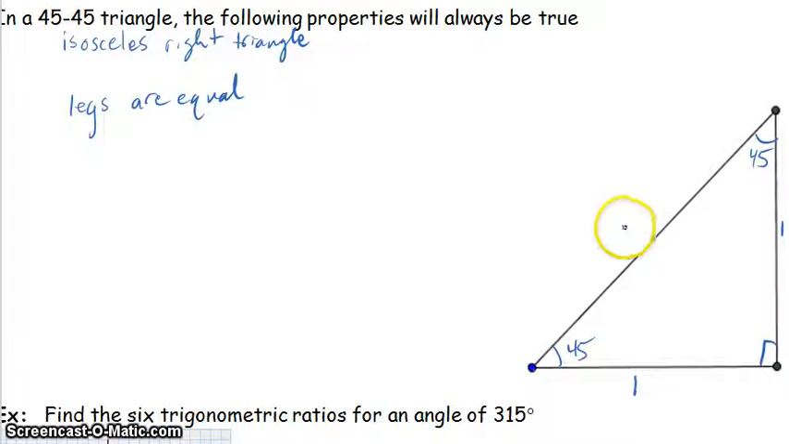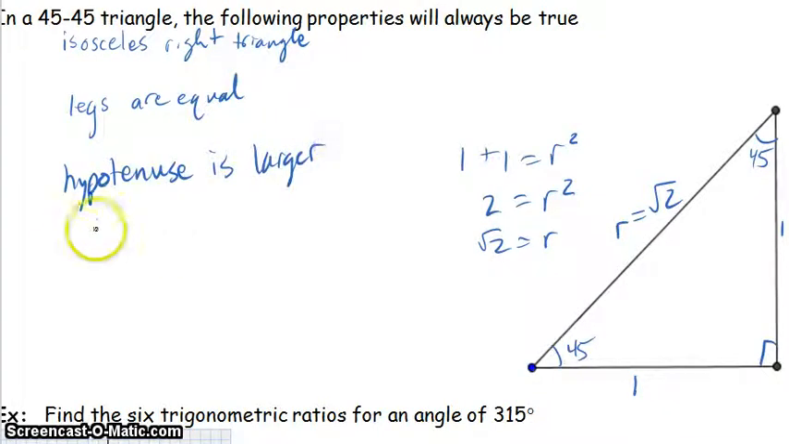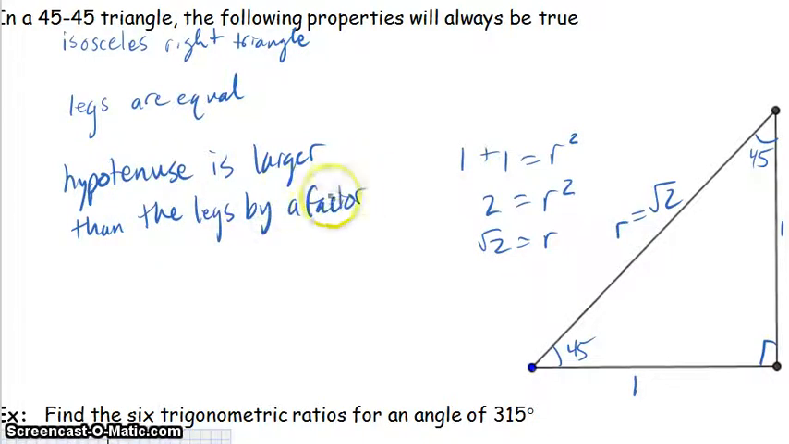So if we wanted to find this missing hypotenuse, I'm just going to call it r, we're going to get 2 equals r squared. R is going to be the square root of 2. The hypotenuse, in this case, is larger than the legs by a factor of the square root of 2. So if these had been 2 and 2, it would have been 2 square root 2.